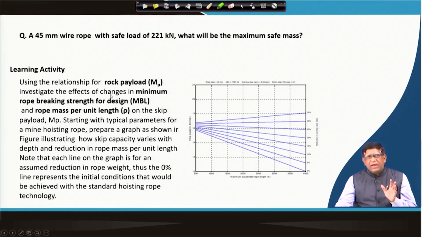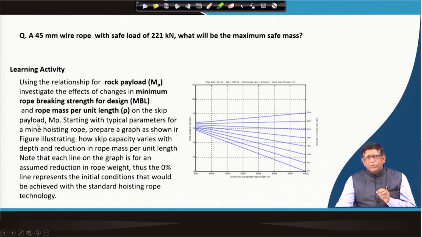Then another thing you can find out, this could be another question you can answer very easily: from a 45 millimeter wire rope with a safe load of 221 kilonewton, what will be the maximum safe mass? You do these calculations. Now, as a learning activity, using the relationship for the rock payload, investigate the effects of changes in minimum rope breaking strength for design payload.